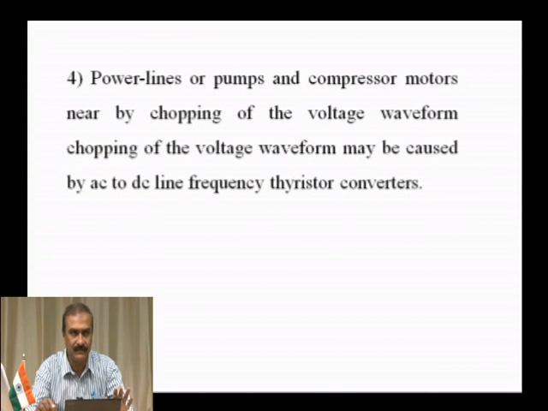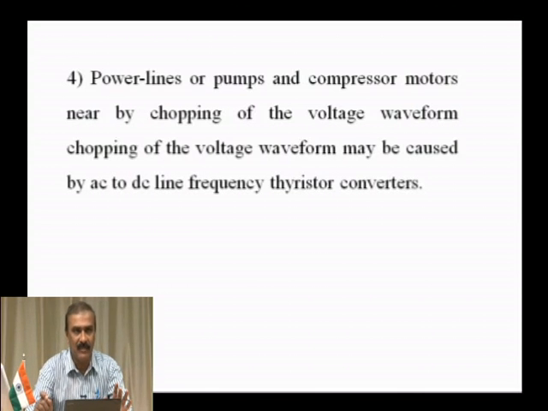The next is the power lines or pumps and compressor motors nearby: chopping of voltage waveform. Chopping of voltage waveform may be caused by AC to DC line frequency thyristor converters. This is another phenomenon, this is the source. Whenever you connect this kind of thyristor converters, this kind of chopped voltage waveform is quite obvious. This we have seen while discussing the waveform techniques of thyristor converters.